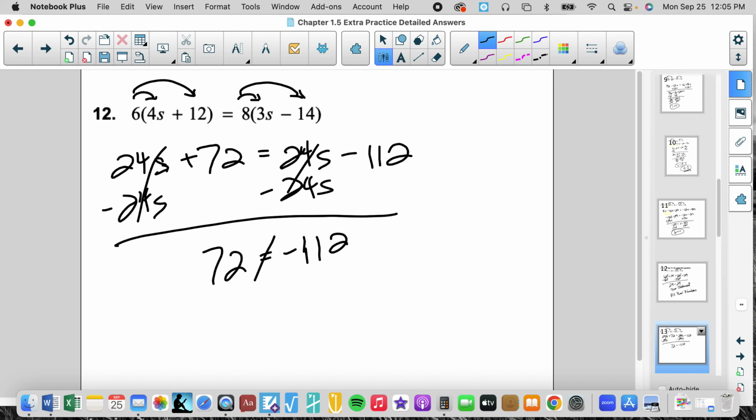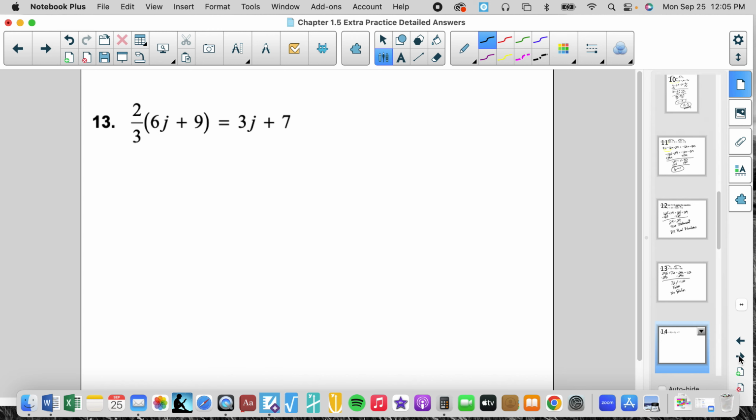That is a false statement. And so that answer is no solution, meaning no number can go into these variables to make the left side equal to the right side. There is no solution to that problem.